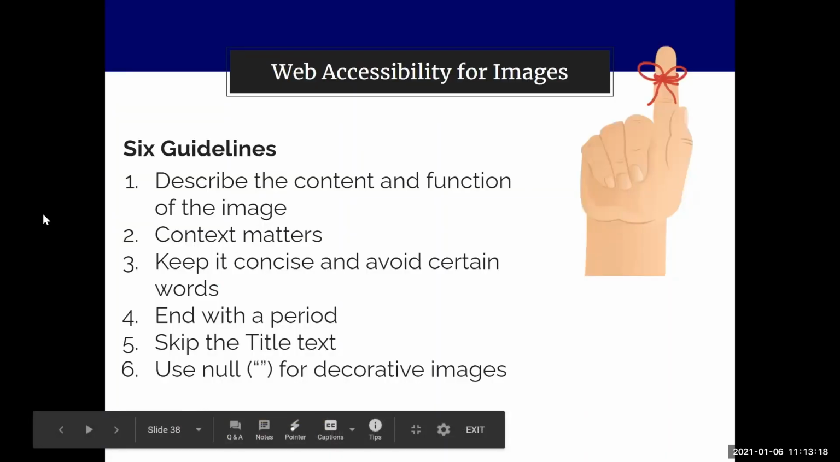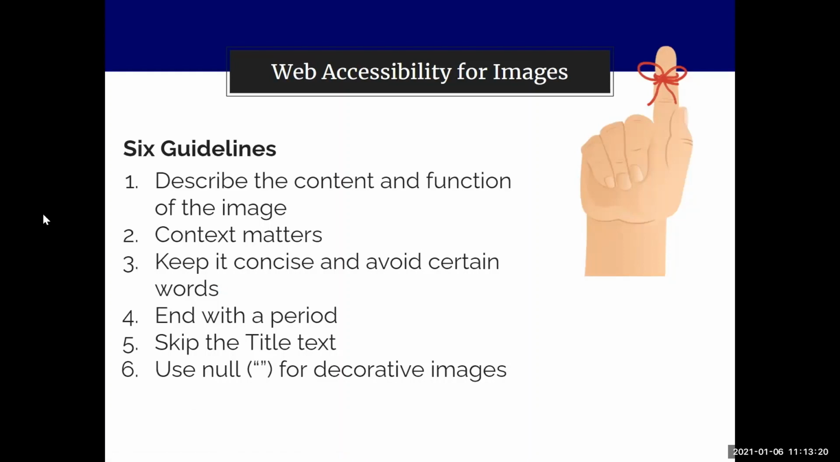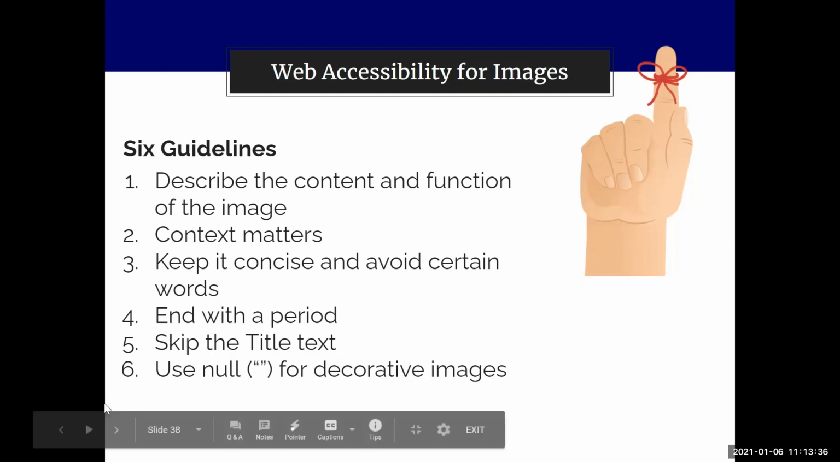So that covers web accessibility for images. Again, the 6 guidelines were to make sure you describe the content and function of the image. And again, context matters. You want to keep it concise and avoid certain words. You want to end with a period, skip the title text, and then use null for decorative images.